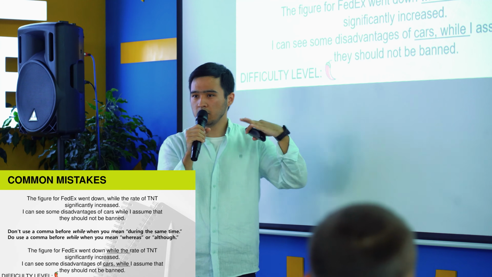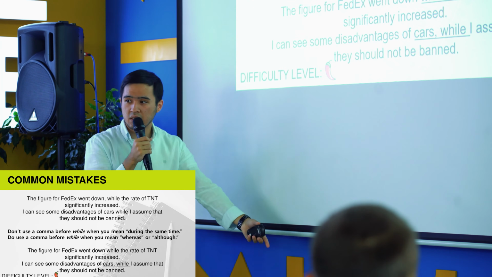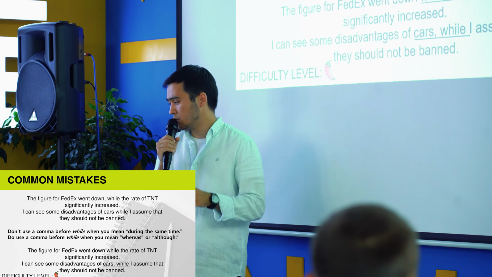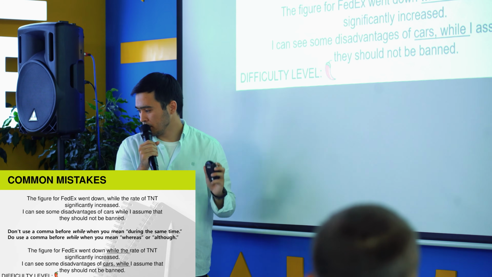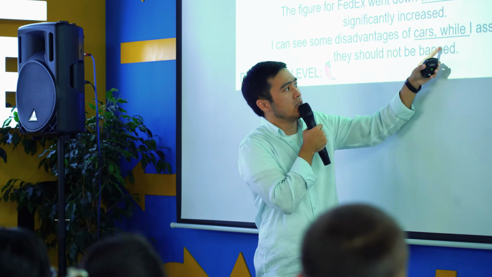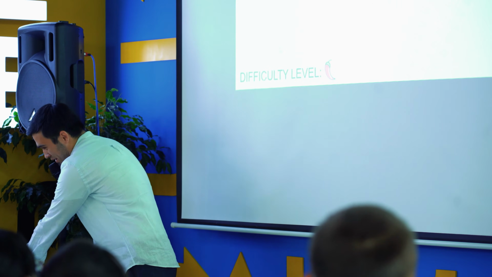If you don't mean at the same time, we usually use it in task 2, right? While I see disadvantages, I still agree with the phenomenon. So here it's not the same time, so we do use a comma. When you mean also or whereas, here is the correct version. No comma, we do put a comma. Next one. This is a tricky one.